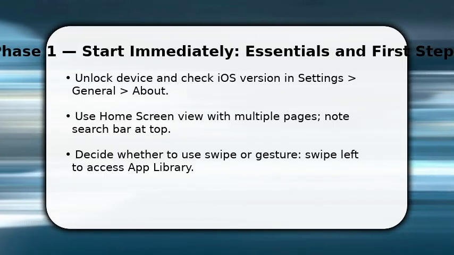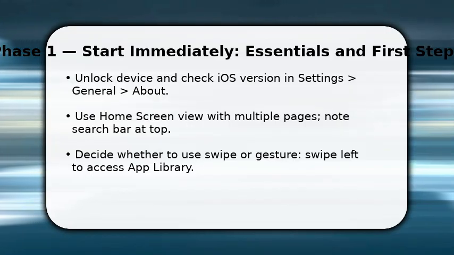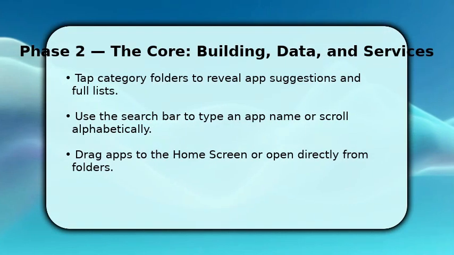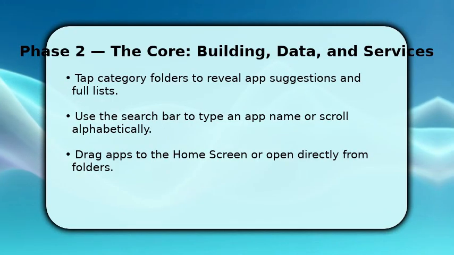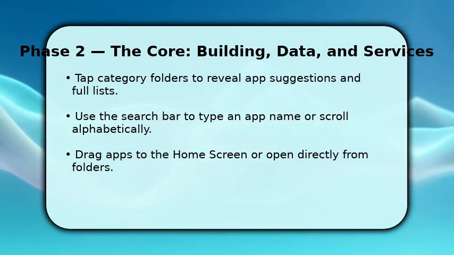If you prefer, use a quick, continuous swipe to jump straight to the app library. This is faster when you have many pages, and it avoids accidental taps. Once you see the app library, you can explore how it organizes apps into folders and suggestions. Tap a folder to show the suggested icons and a small list.